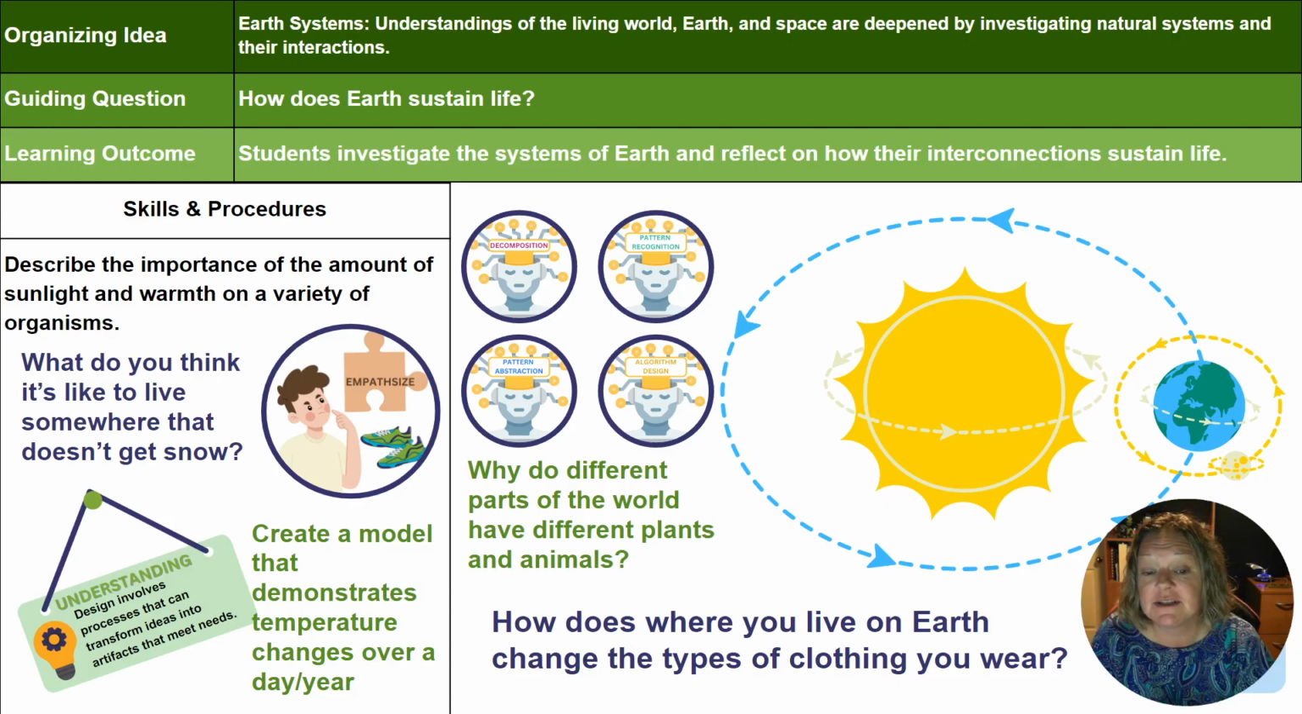Why do different parts of the world have different plants and animals? We can have a conversation. Do you think it has something to do with where we are, how the sun is shining on us? How does where you live on Earth change the types of clothing you wear? We're going to be working on empathy. How do you think the stores in Florida have the same kinds of things that we have in January? And then having conversations about that, or what kinds of plants and animals grow there.